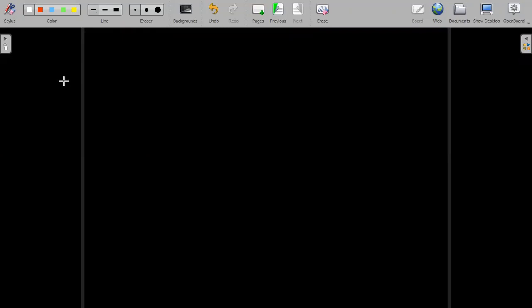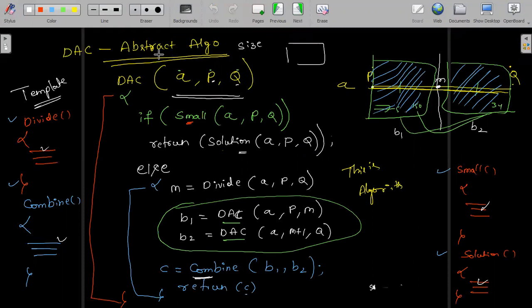Everybody observe here. I will show you how to find the time complexity for this particular algorithm. This is an abstract algorithm, the divide and conquer abstract algorithm. An abstract algorithm is not completely filled in and does not give you a clear picture, but it is some kind of format or template. That is why we call it an abstract algorithm. Now we will find the time complexity for this abstract algorithm.